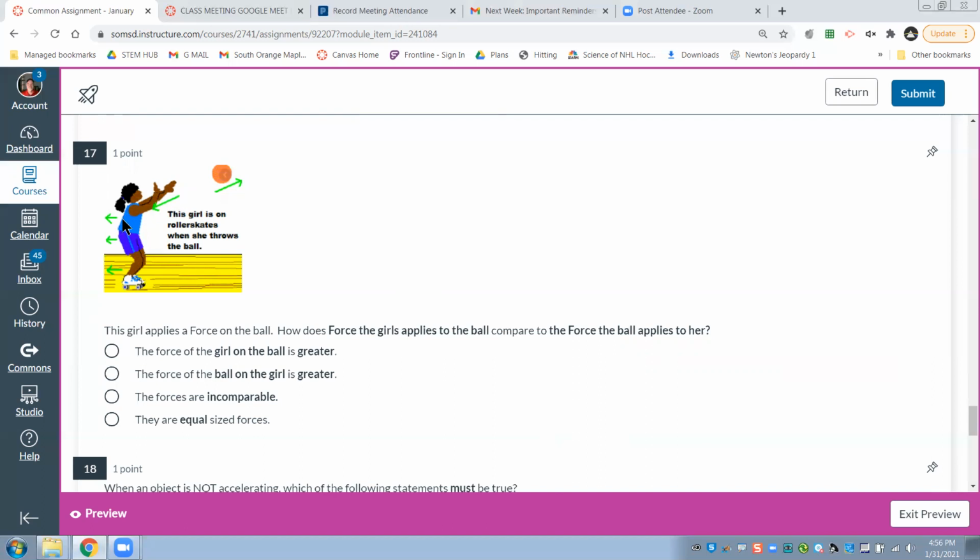She will accelerate a little bit. The ball will accelerate more, not because the forces are different, but because the masses are different. The girl has more mass, so she has less acceleration due to the same force. So she has same force, less acceleration. Over here, same force, more acceleration.